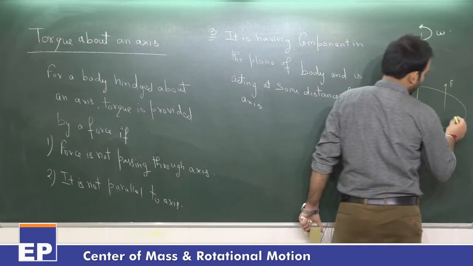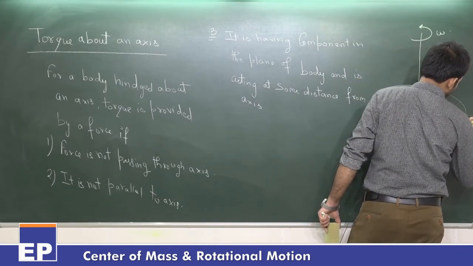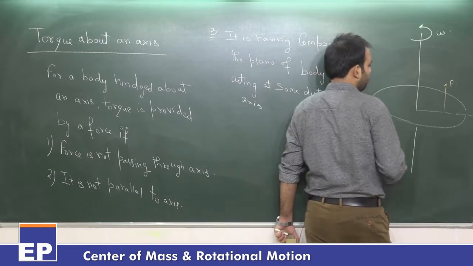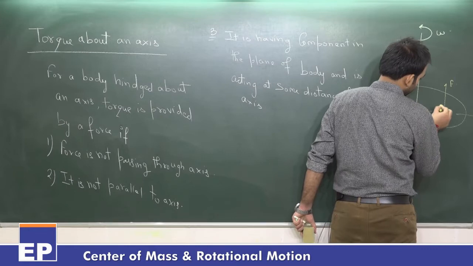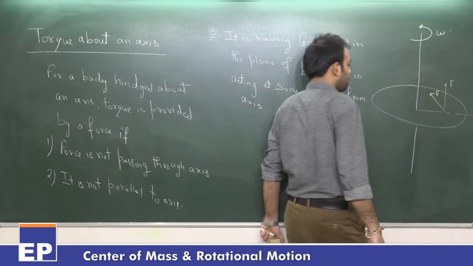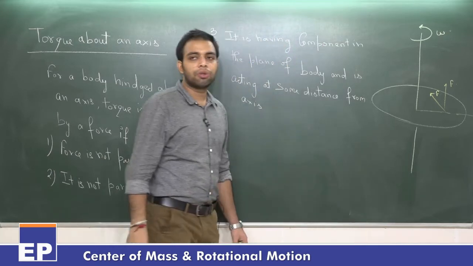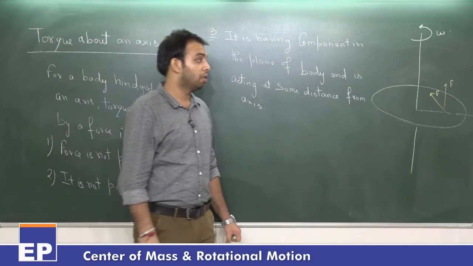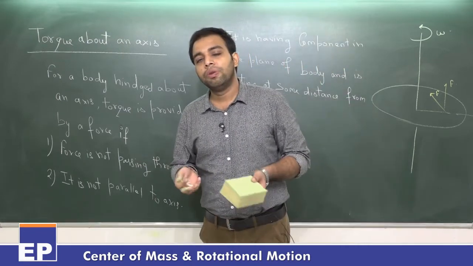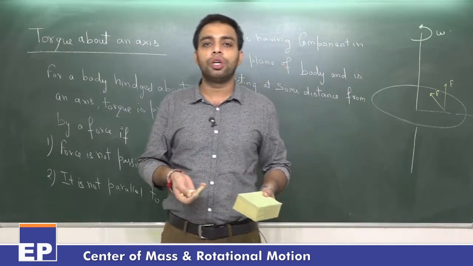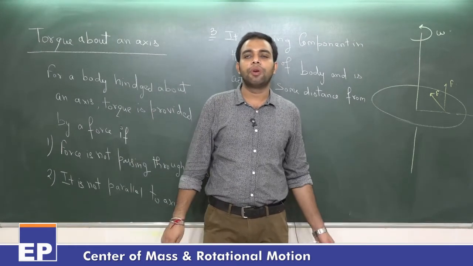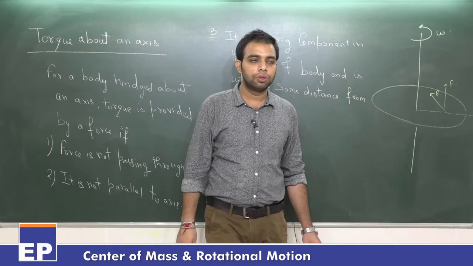If the force component is passing through the axis, then also it will not provide torque. It will provide torque only if it is in the plane of rotation. Now this is the force, in its plane, so it provides some torque about the given axis. So the component of the force which lies in the plane of the body and has some distance from the axis will provide some torque. Is it right?